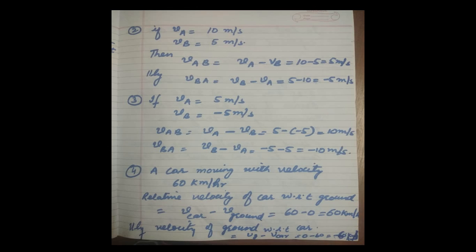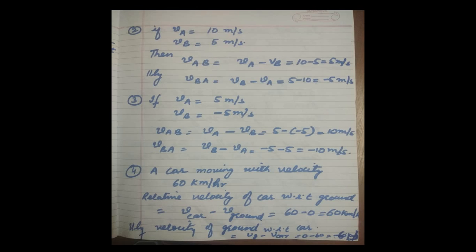But you see, sometimes when you are moving and you are able to see the ground, it appears that the ground is moving backward. So you are the observer sitting in the car which is moving with the velocity of 60 km per hour, and it appears that the ground is moving in the backward direction.